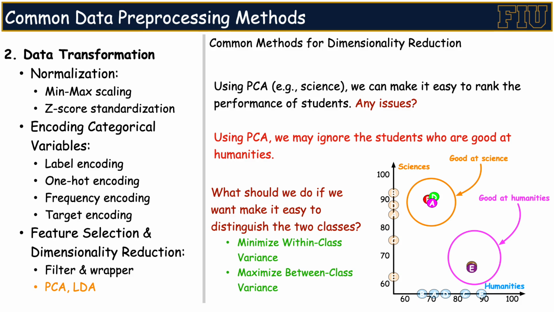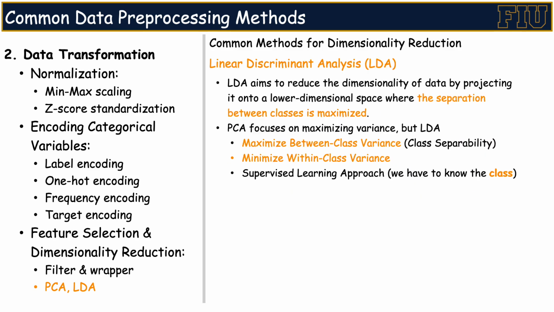As long as we can achieve these 2 objectives, the dataset will have a strong overall pattern, and the model can efficiently recognize these patterns. In more formal terms, we need to minimize within-class variance and maximize between-class variance. This is exactly what linear discriminant analysis, LDA, does. LDA reduces the dimensionality of the data by projecting it onto a lower dimensional space where the separation between classes is maximized. Since LDA uses class labels to guide this process, it's considered a supervised learning technique.